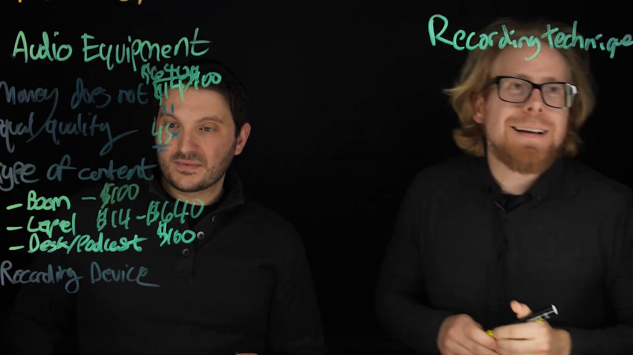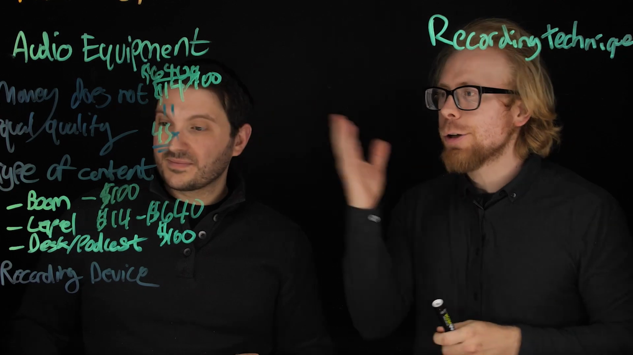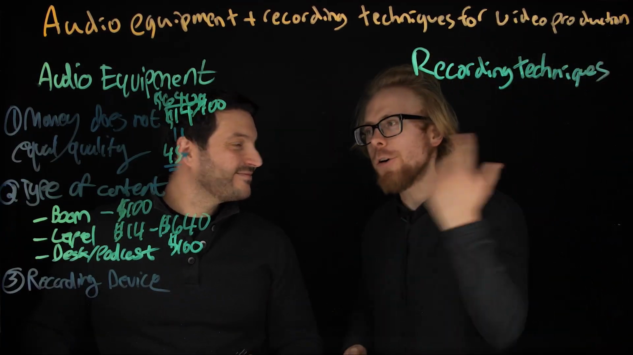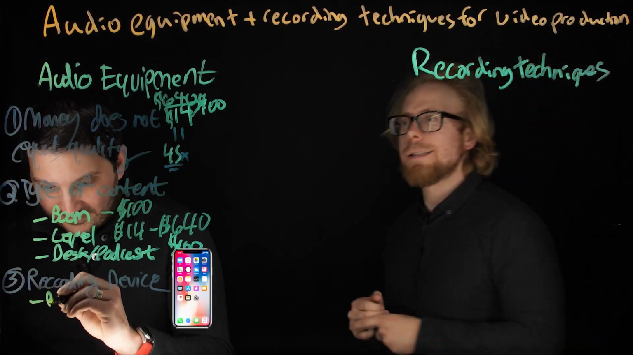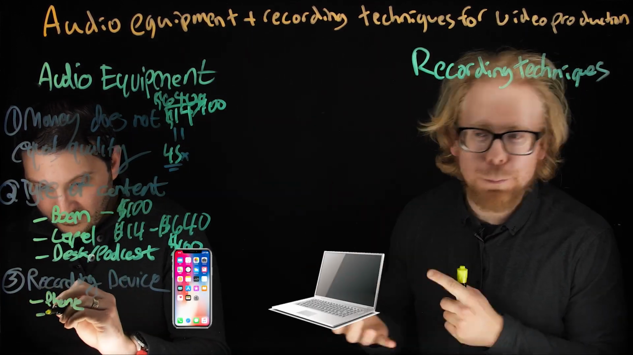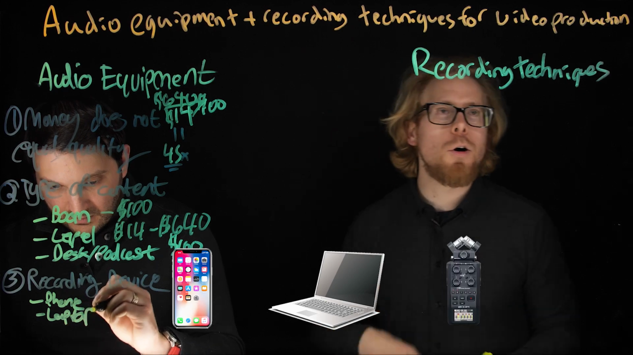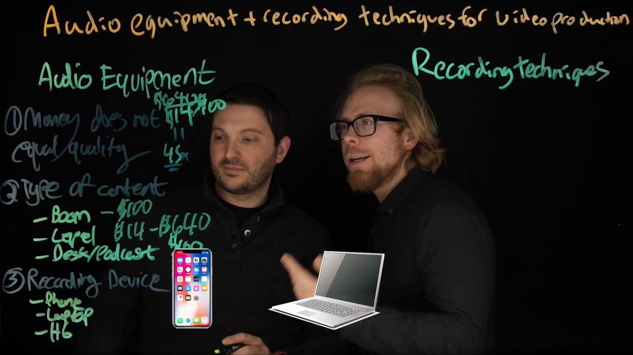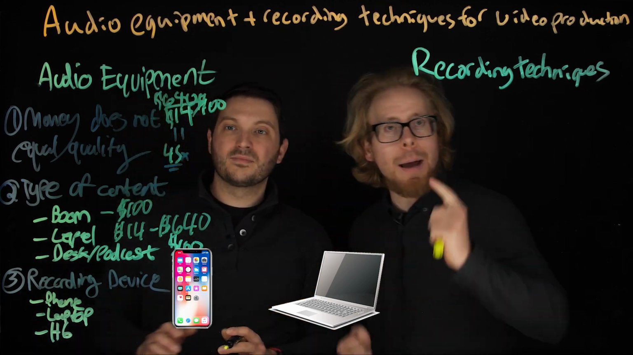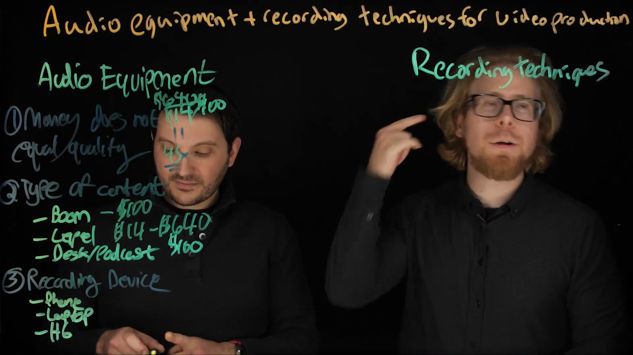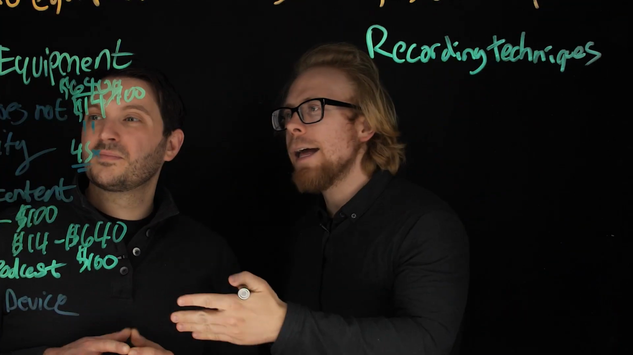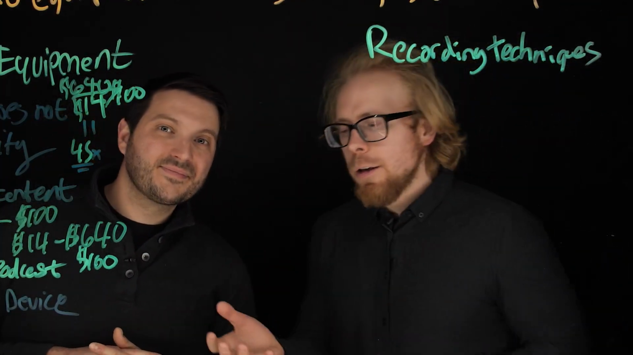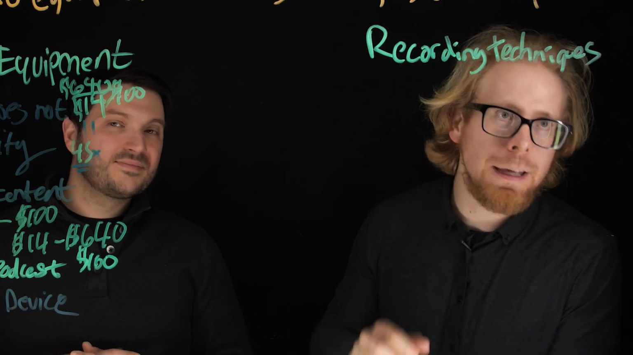But what you're going to need in addition to mics is a recording device. Now there are really 3 recording devices that we recommend. The first one is your phone. The second one is a laptop or a computer. And the third one is what we call the H6. The first 2 you can use really easily with the lapel mic, the $14 lapel mic that we recommend below this video, and the $100 Rode mic. Both of these plug in to a phone and a laptop very easily.